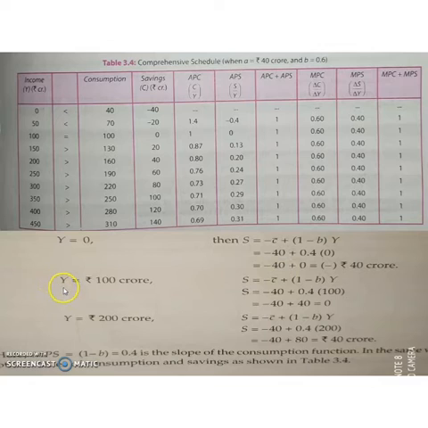So saving at the level of 0 income is equal to minus 40. Then if income is equal to 100 crore, what about the saving? Saving is equal to minus C dash plus (1 minus b) Y. Substituting, S is equal to minus 40 plus 0.4. Then income is 100, so minus 40 plus 40 is equal to 0.